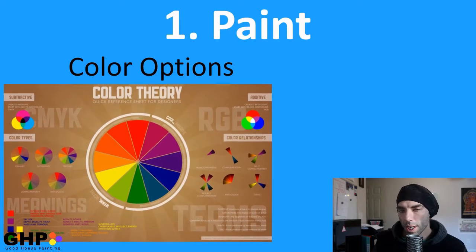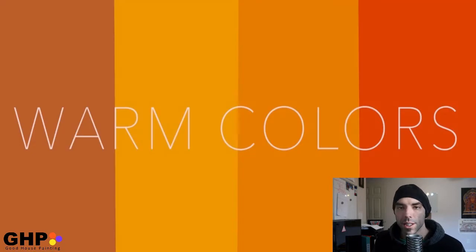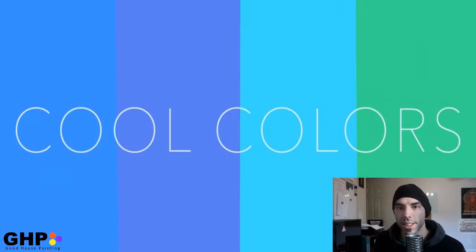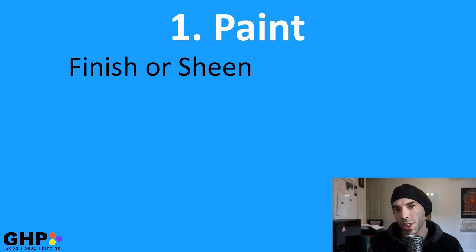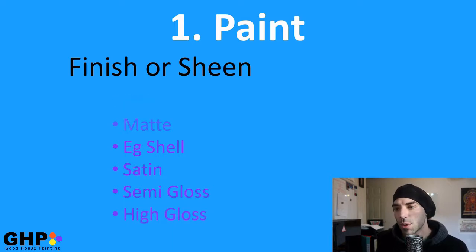Now, there are warm colors and there are cool colors. The warm colors are reds and yellows and oranges, and the cool colors are blues and greens and light tan colors. Also with paint is finishes, so the sheen of the paint. This typically depends on which room you are painting, but with a bedroom we go with flat paints. But the different sheens are flat, matte, eggshell, satin, semi-gloss, high gloss, and so on.